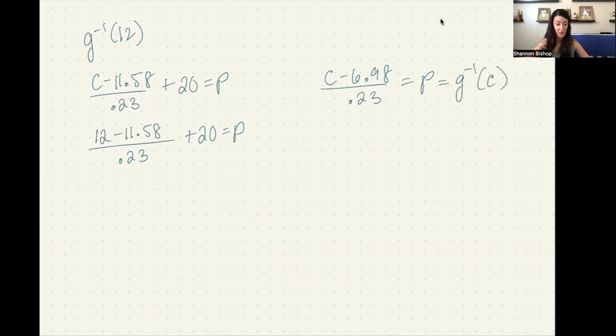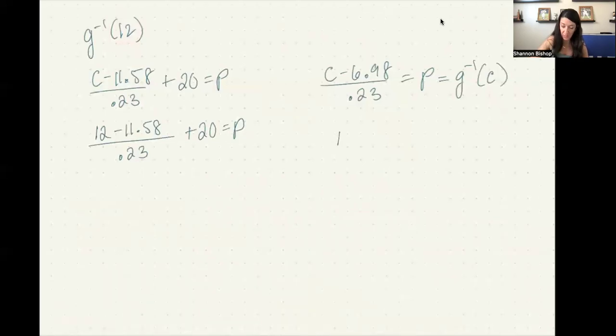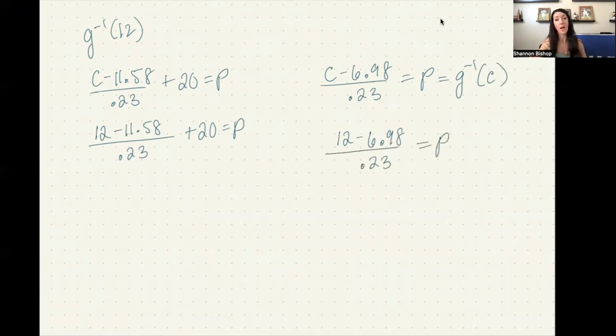So same idea. I could take the 12 and plug it in for C. So we could do that. In this case, it would say 12 minus 6.98 all over 0.23 is equal to P. I would double dog dare you to evaluate both of those, and you will absolutely see that you get the right answer. So I'm going to do the one on the left.